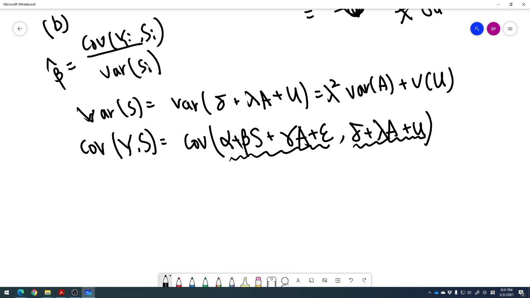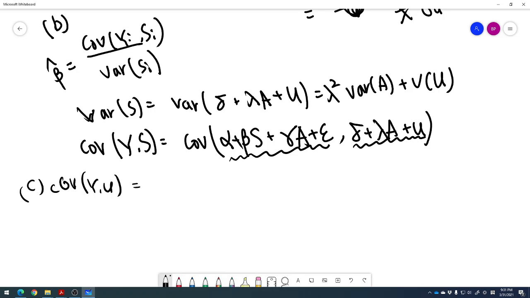Anyhow, you can expand. If you expand it, then you will get the answer. So I won't derive more than this. And the covariance between Y and U, you need to use the same approach.